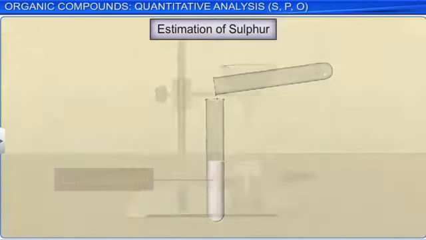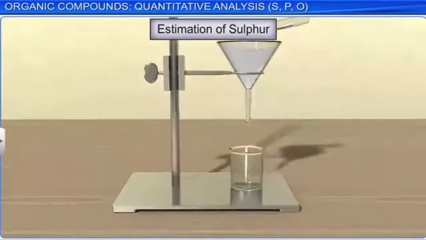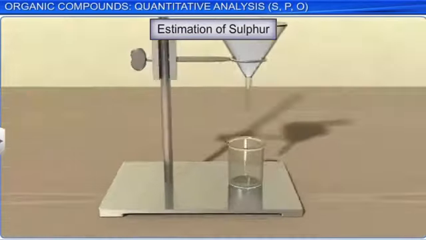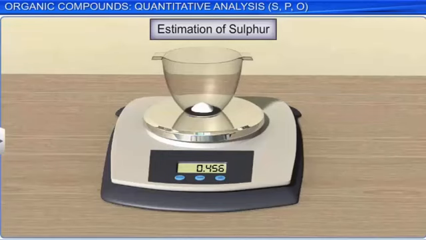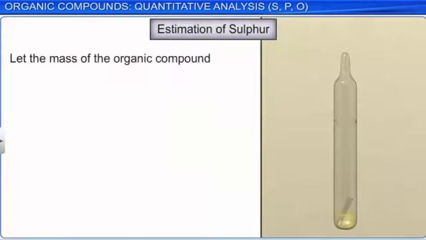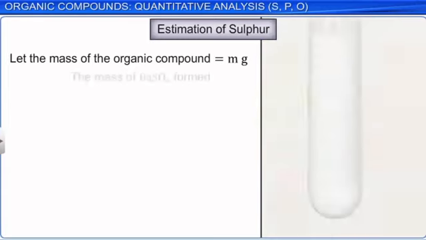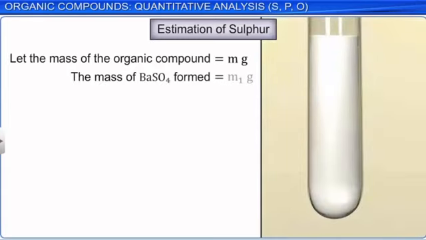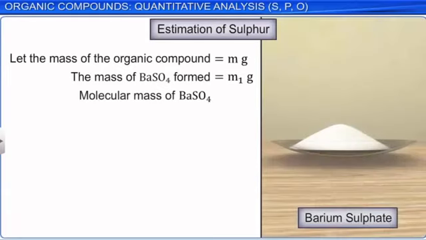This precipitate is filtered, washed, dried, and then weighed for analysis. The percentage of sulfur can be calculated from the mass of barium sulfate. Let the mass of the organic compound taken be m grams. The mass of barium sulfate formed is m1 grams. We know that the molecular mass of barium sulfate is 233 grams, and the amount of sulfur in 1 mole of barium sulfate is 32 grams.